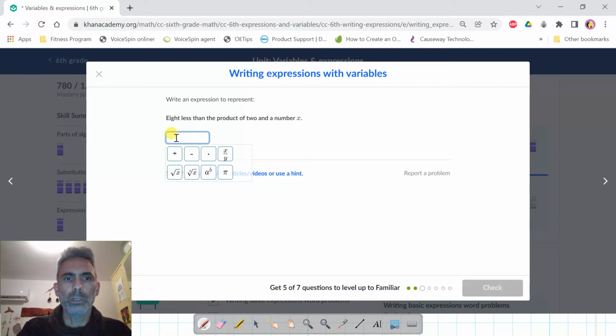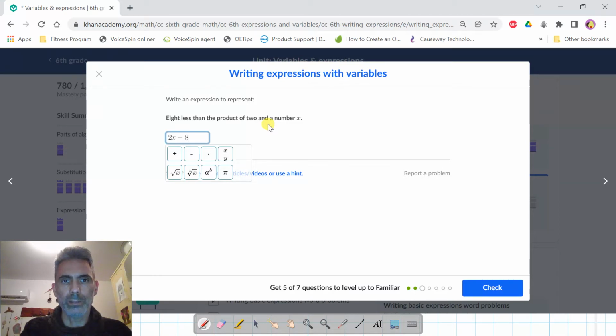Okay. Write an expression to represent 8 less than the product of 2 and a number x. So the product of 2 and the number x is 2x, and I need the expression to represent 8 less than that. So it's 2x minus 8.